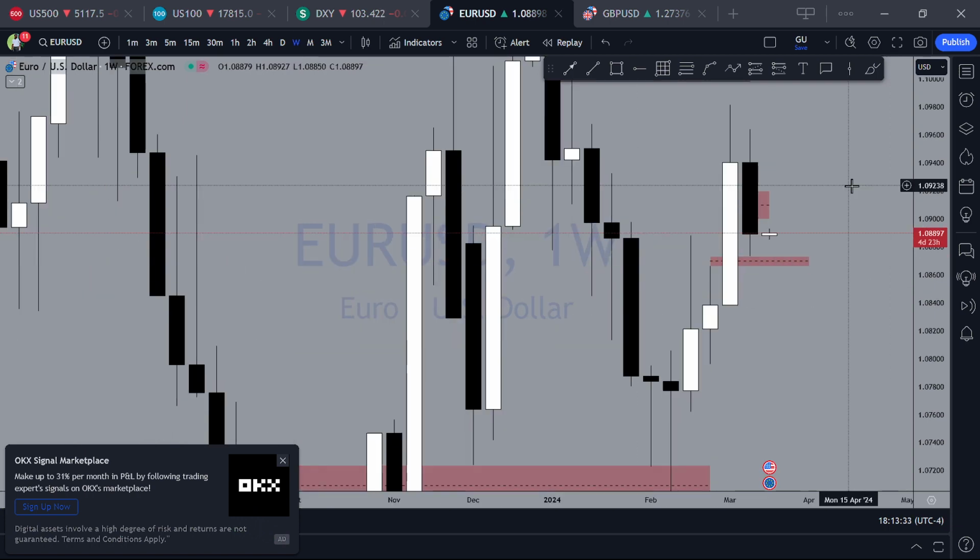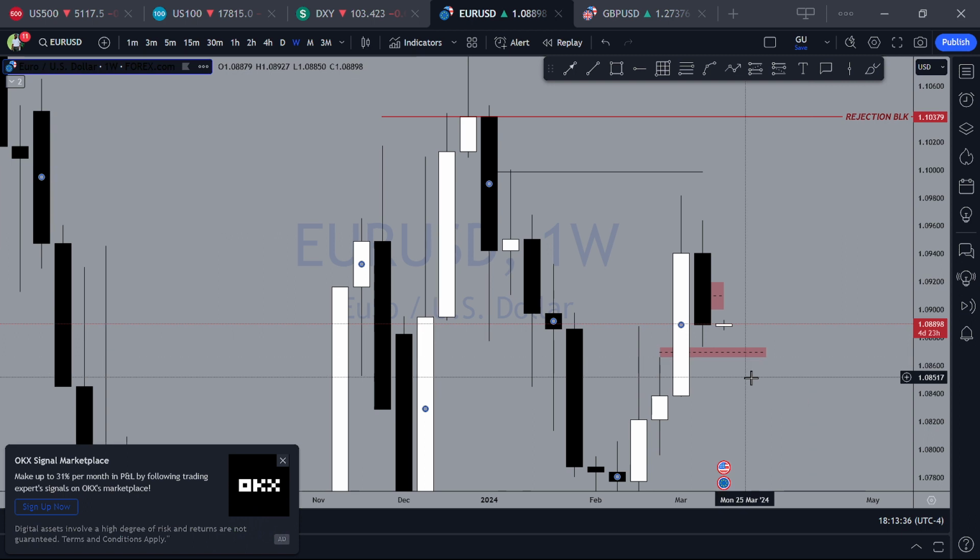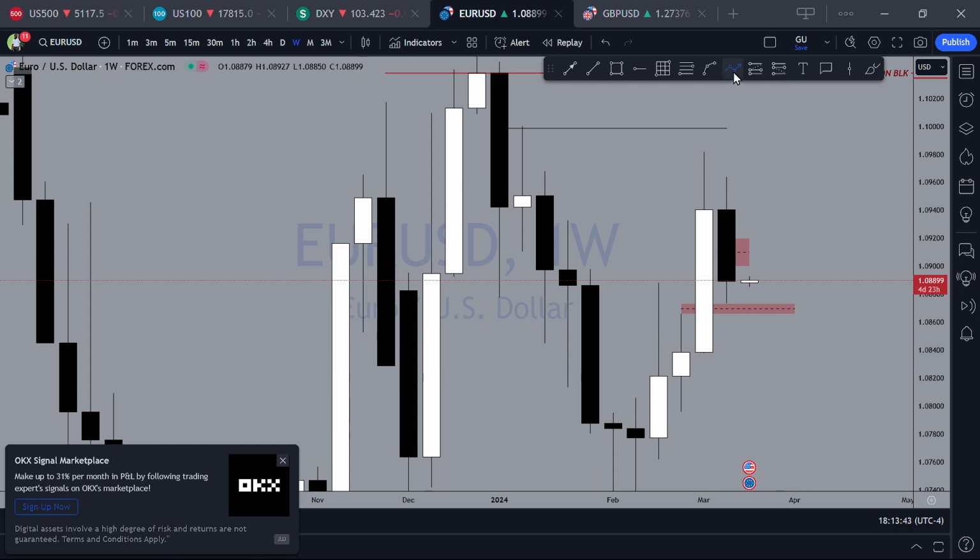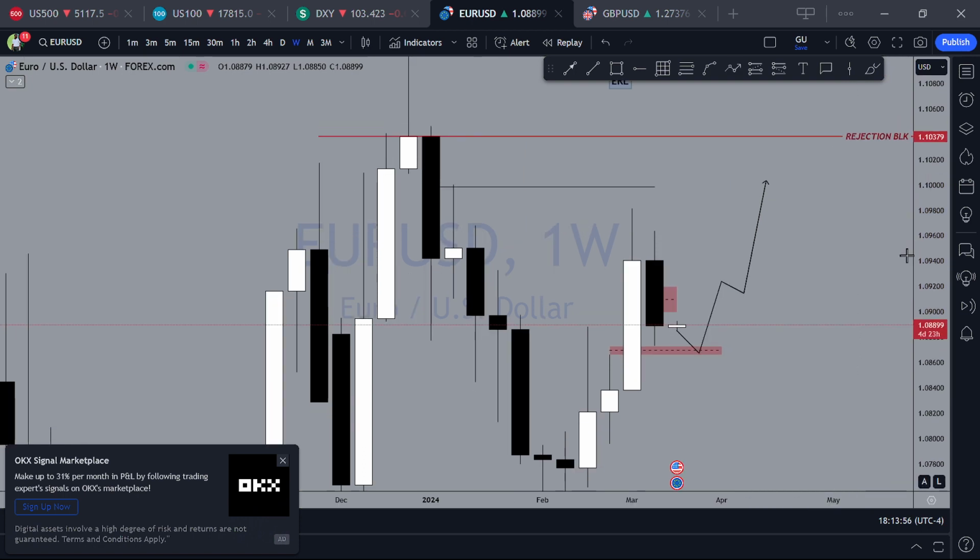Looking at the weekly chart, you can see that price has left behind this weekly bullish fair value gap. Going into the week, I would like to see a tap into that bullish weekly fair value gap and then start displacing higher to give us that bullish delivery to those external range liquidity pools.